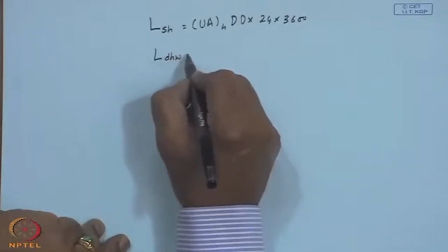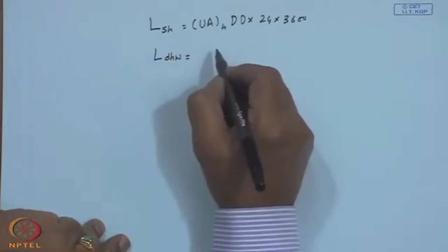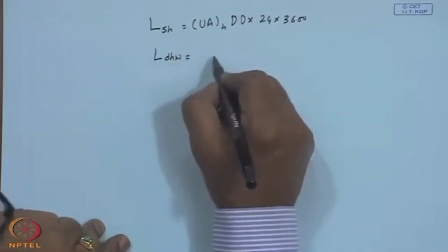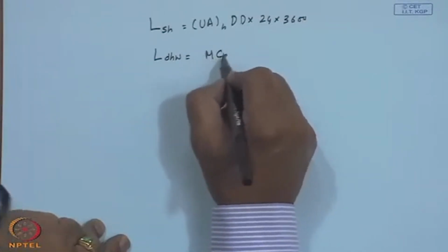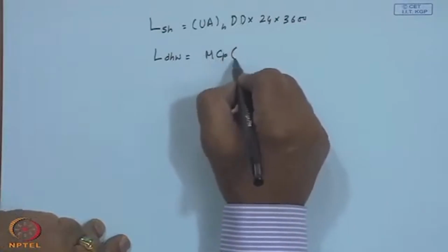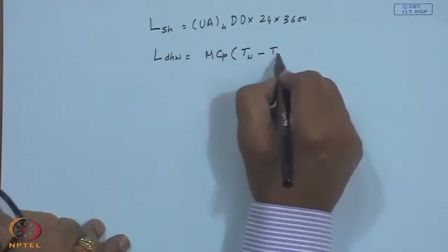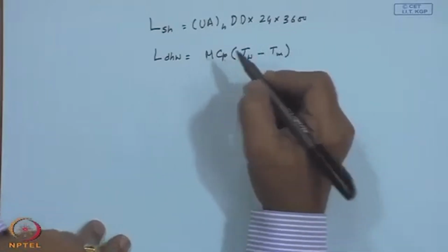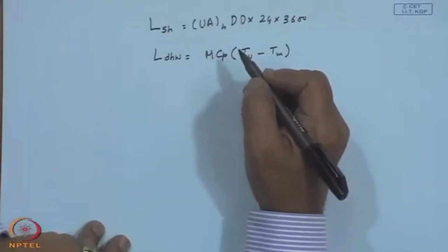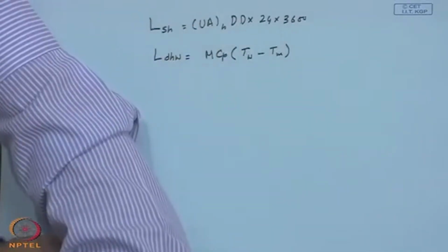Then the hot water requirement, space heating and domestic hot water, is the mass of the water required multiplied by the specific heat multiplied by the difference between the temperature at which the hot water delivery is required or desired and the water mains temperature T m.